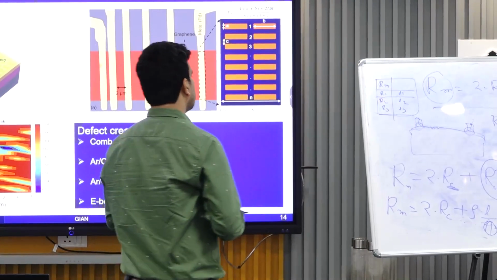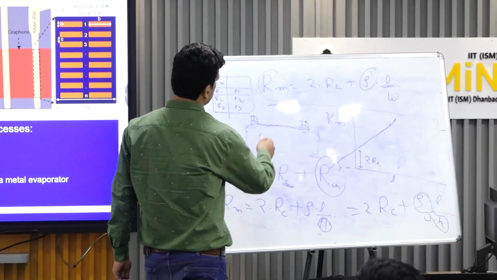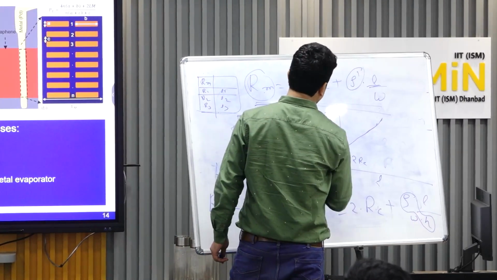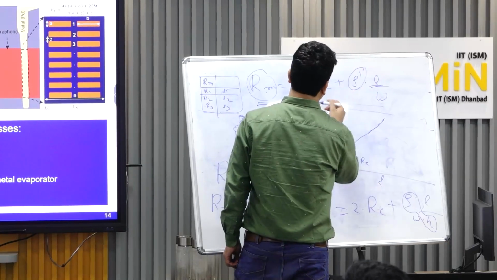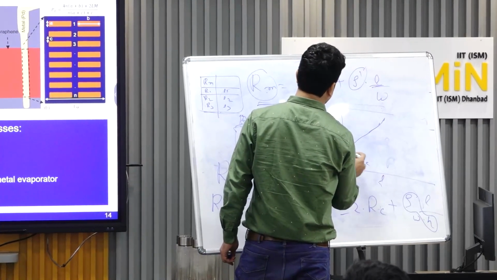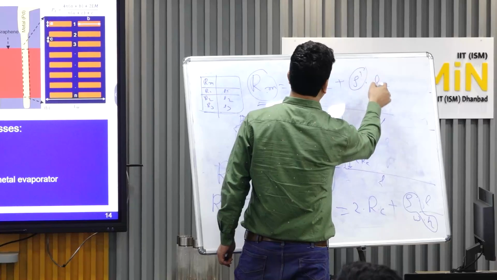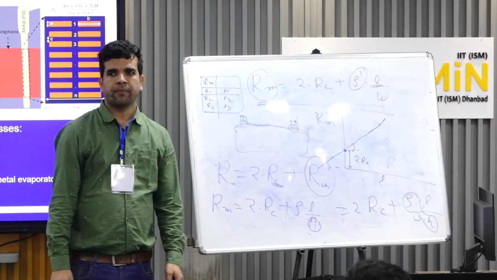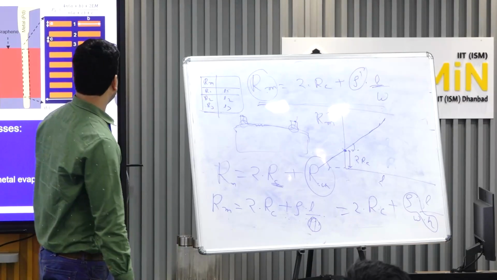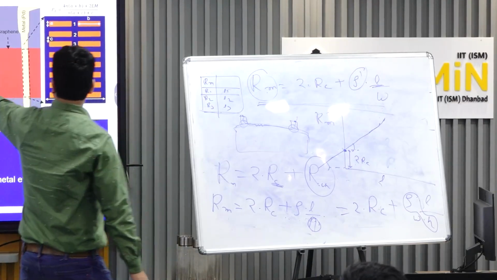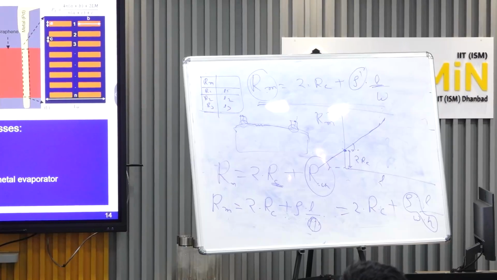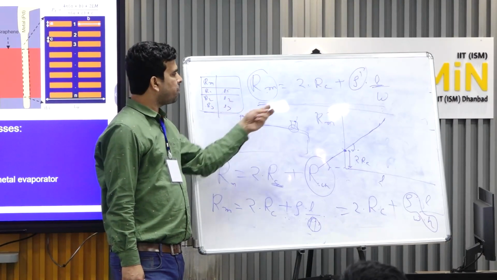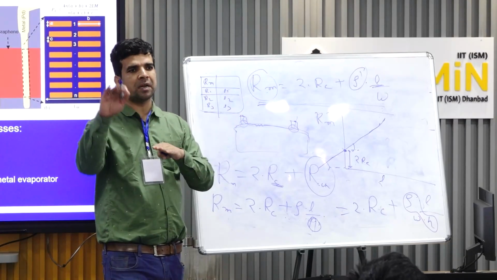If you plot this equation, take L on the x-axis and RM on the y-axis. Then this intercept will give you 2 into RC, and this slope will give you rho prime by W. Is it fine? So it's a standard equation. By varying this length, we can prepare that table, and then we can plot that table, right?